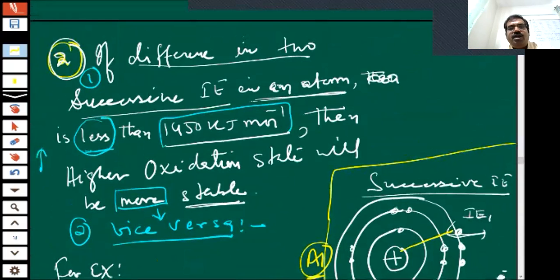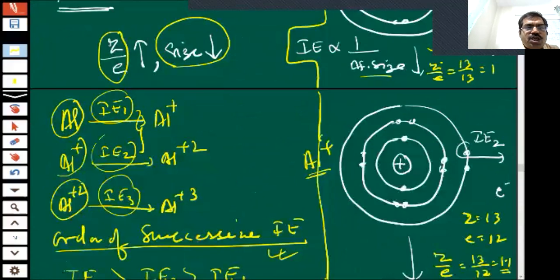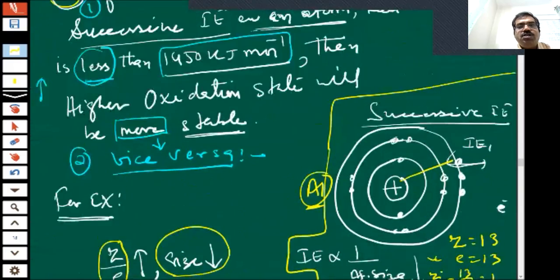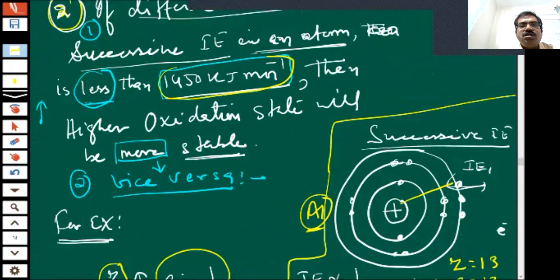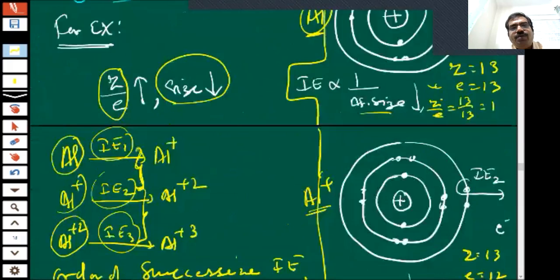What I was telling you, we were discussing this one: this is known as two successive ionization energies, the difference between this and the difference between this. If the difference is greater than this, then the scenario will be different, and if it is less than this, the scenario will be different. So see, I am giving you some examples.